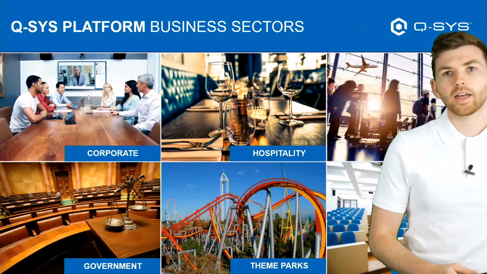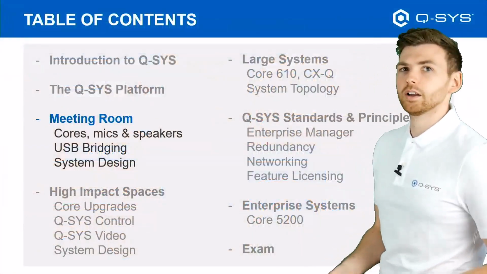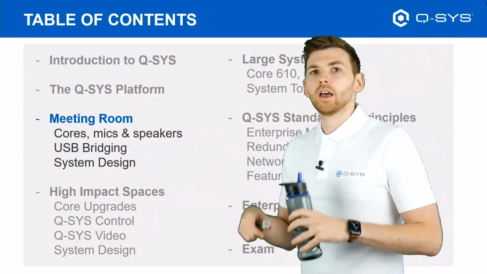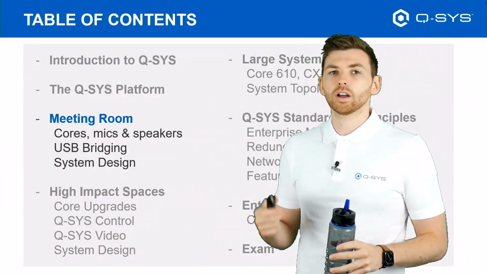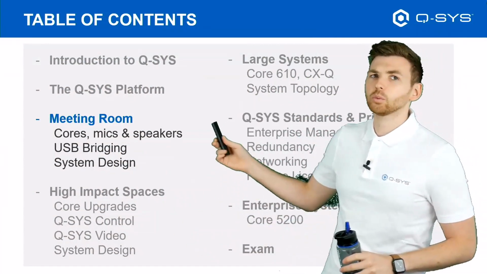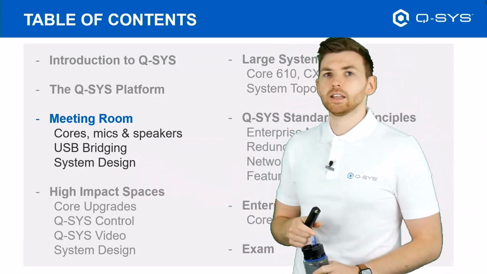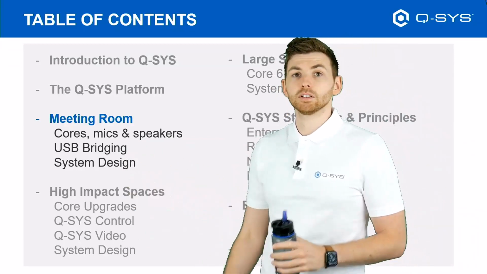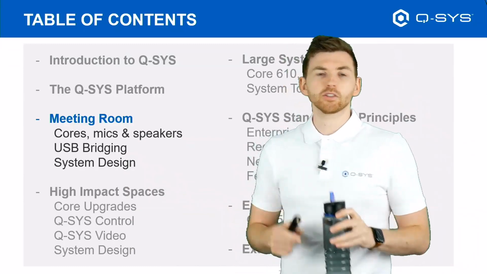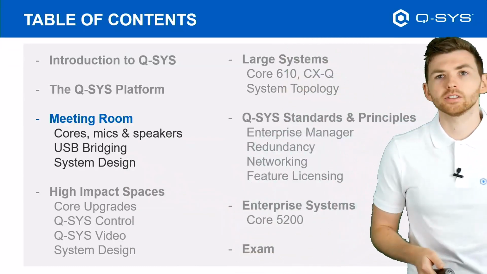So speaking of that, we need to do some system designs, guys. We are going to look at a meeting room. We're going to look at how would we design this? You know, what kind of cores are we likely to need? What kind of audio devices? How do we use USB bridging effectively here? And then we're going to do a system design together. Okay. Remember to stay hydrated when designing Q-SYS systems.